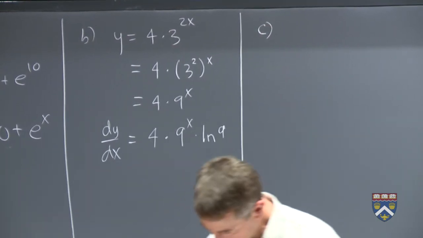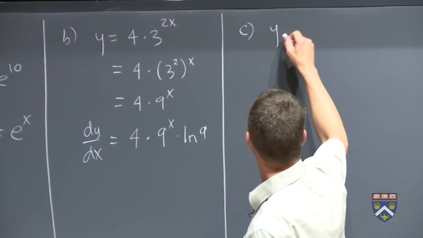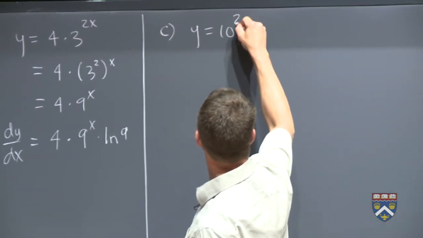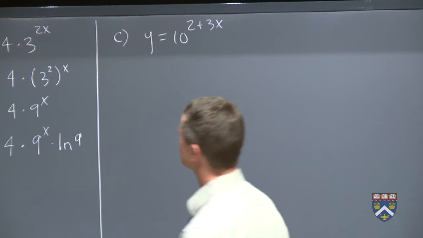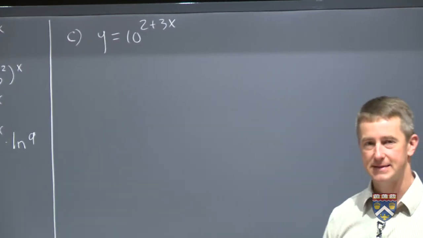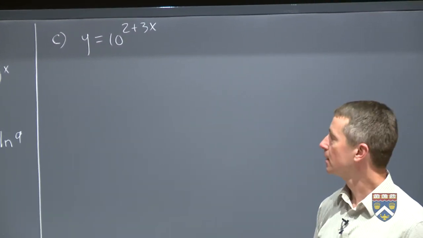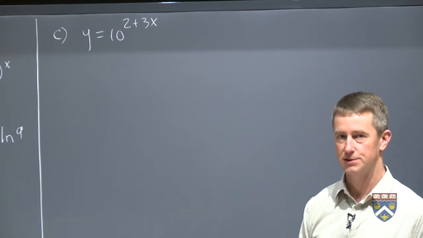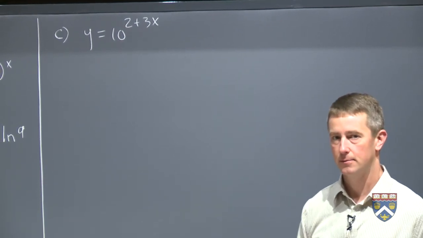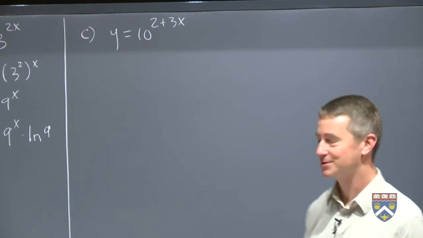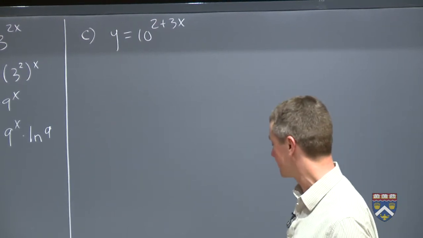And let's do one more. How about y equals 10 to the 2 plus 3x? So just as in part B, this doesn't look like the form that we want it in, but with our exponent rules, we should be able to rewrite it in a way we like. So, you might like to pause the tape as we suggest and see if you can figure out how to rewrite this.